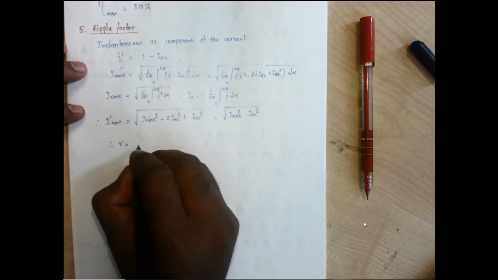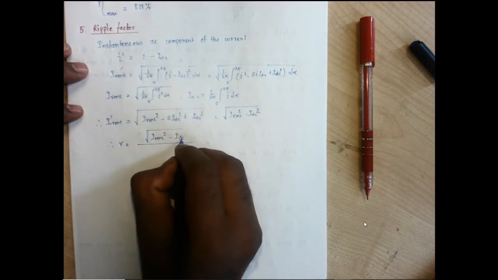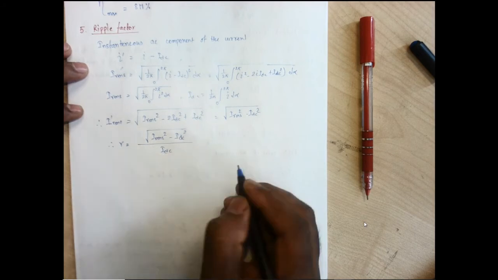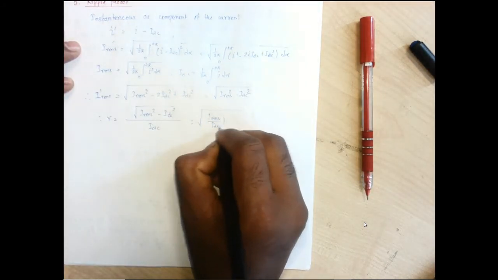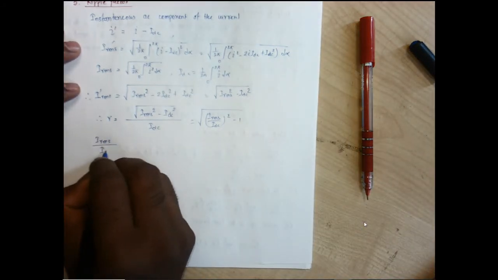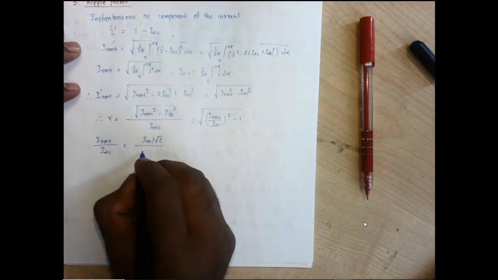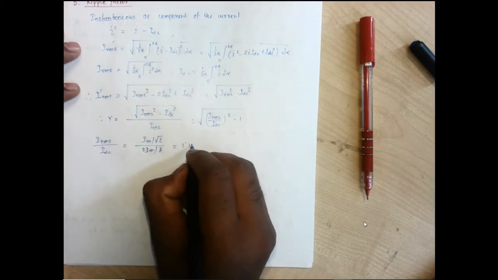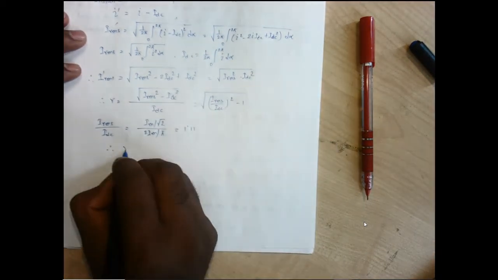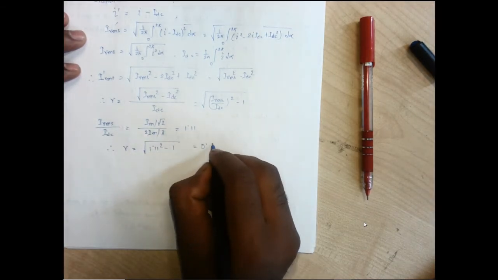Therefore the ripple factor will be, so this I RMS by IDC we need to find out. I RMS is Im by root 2 and IDC is twice Im by pi. It is coming out as 1.11. So if we put it over here, this ripple factor will be root of 1.11 square minus 1. It is coming out as 0.482.